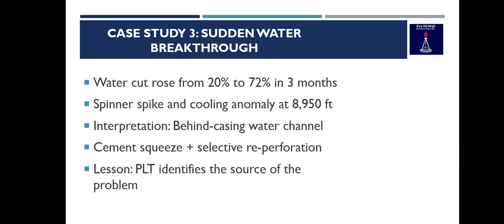Case study number 3, water breakthrough. A water cut increase from 20% to 72% was diagnosed using a spinner spike and cooling anomaly, indicating behind casing water channeling.